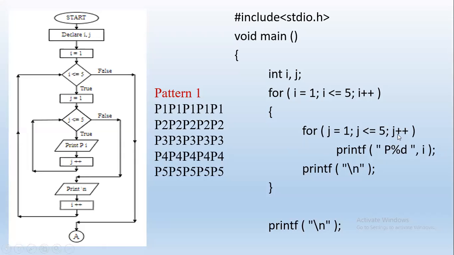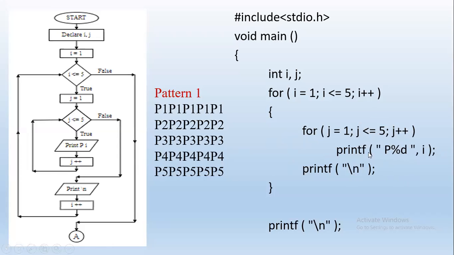Note that increment happens later only. We are printing P i, right? Print P i, and that is the only part in the body of the inner loop. There is only one statement in this j loop. If this completes, it will go back to increment. Now j becomes 2, right? j is incremented. Initialization is done only once, so it no longer goes there. After j becomes 2, control comes to the condition, right?